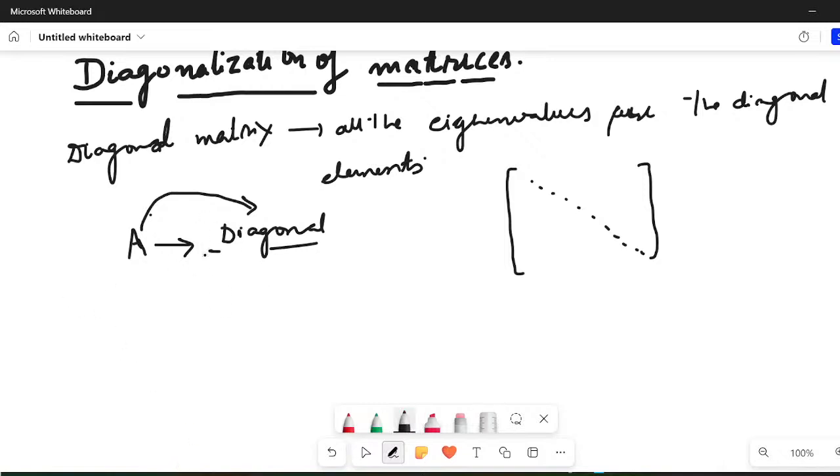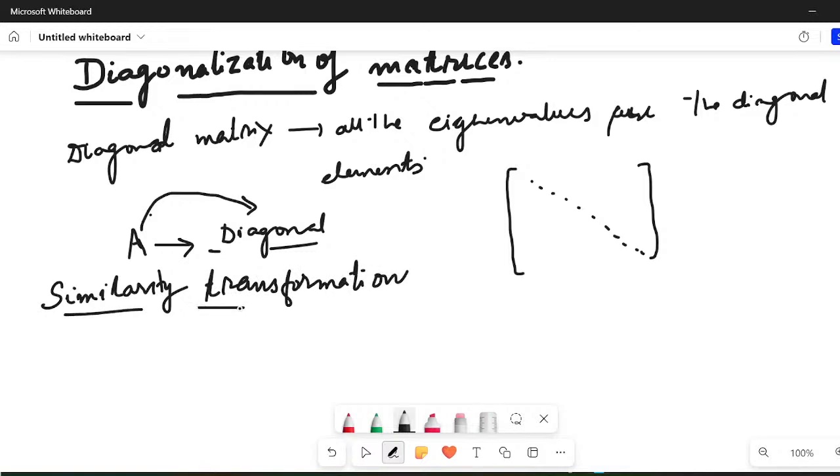This particular transformation, by means of which matrix A is transformed into a diagonal matrix, is called the similarity transformation.